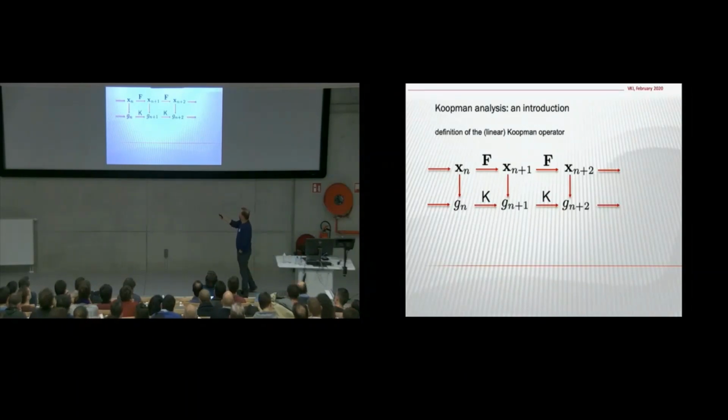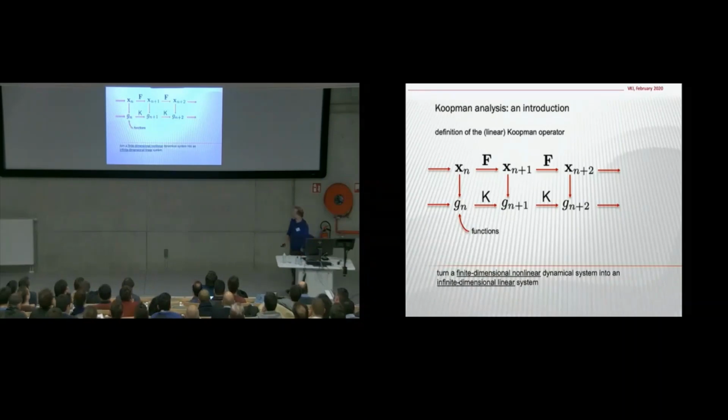This is the observable that goes with xn. This is the observable that goes with xn plus 1, and this one with n plus 2. And the propagator from one to the next is actually linear. Okay. Now, as I said, this looks like a little bit of magic, but you have to realize that these gn are actually functions. Okay, so they're infinite dimensional. They can be anything you want.